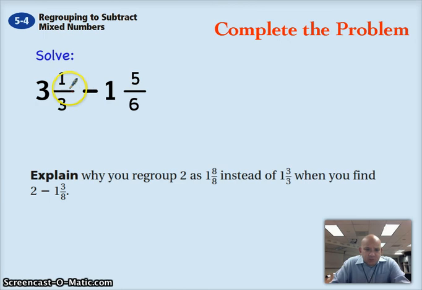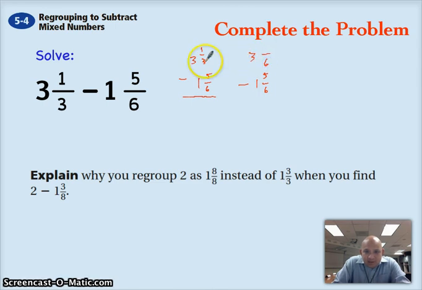Lastly, this is what you're going to do. You're going to go ahead and solve 3 1/3 minus 1 5/6. I'm going to take you part of the way through here. 3 1/3. Subtract 1 5/6. Notice that we don't have common denominators yet, but the least common multiple is 6. So I'm going to convert this subtraction, because 6 is going to be the denominator.